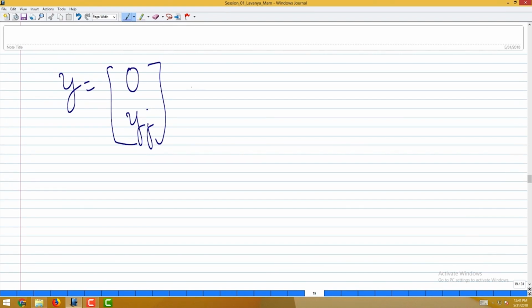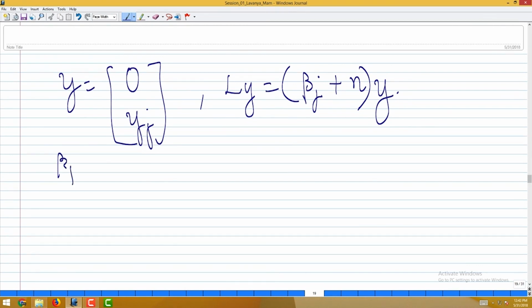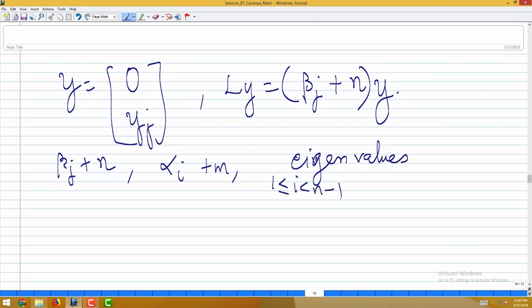So, for this y, you can immediately see that your Ly is going to be equal to beta j plus n times y. Okay, it is just a simple exercise, you can just try to multiply and see. So, we can say that from here beta j plus n is going to be an eigenvalue, similarly alpha i plus m are going to be eigenvalues, right. For 1 less than or equal to i less than or equal to n minus 1 and 1 less than or equal to j less than or equal to m minus 1.